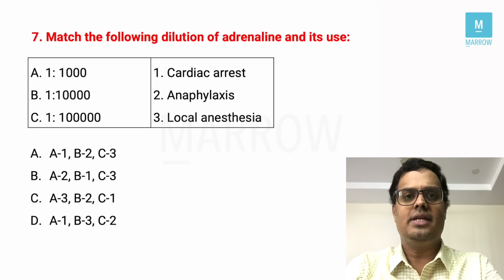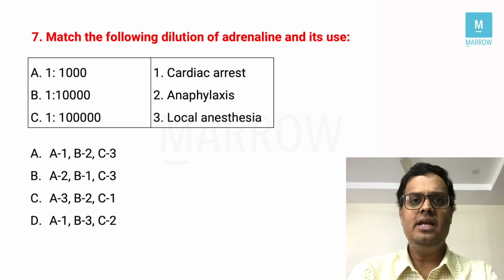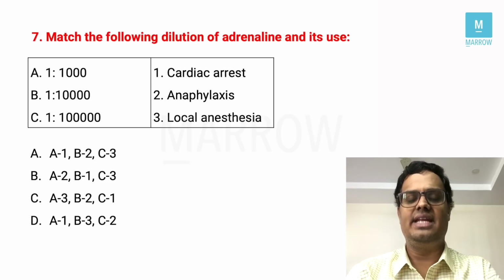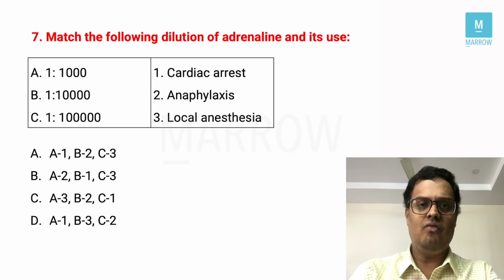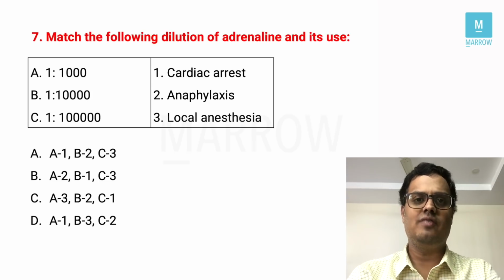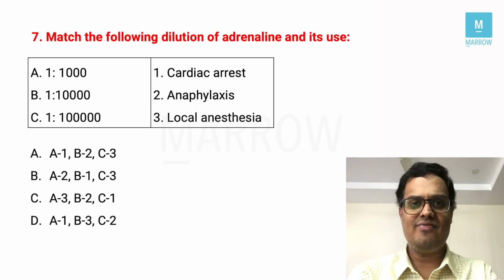Okay, we move on to the next question, the 7th question. Right? So match the following dilutions of adrenaline in various situations. So the first option they have given is 1:1000, the second 1:10,000. The third one is 1:1 lakh. The options they have given are cardiac arrest, anaphylaxis, and local anesthesia.